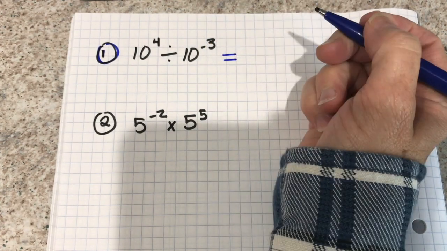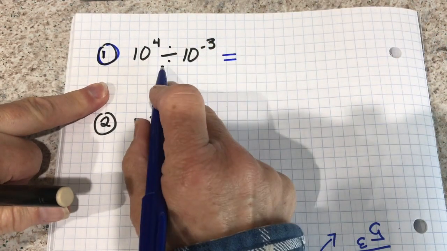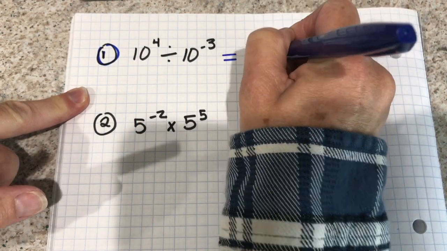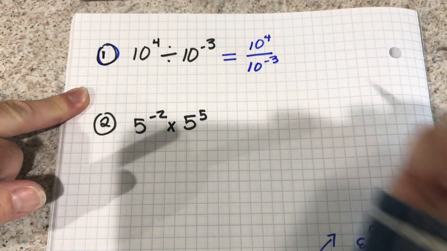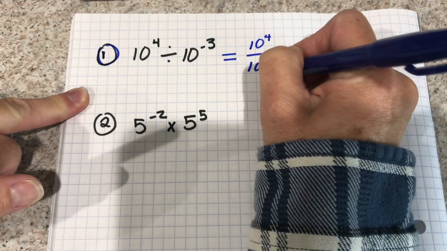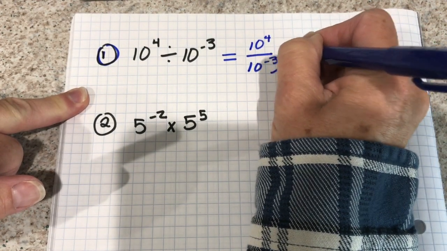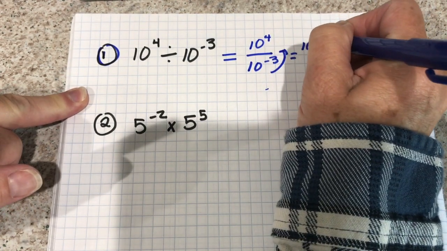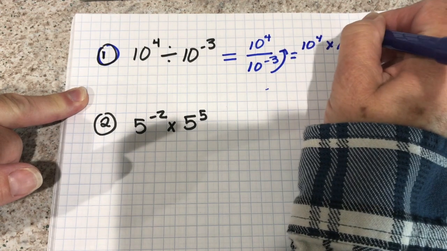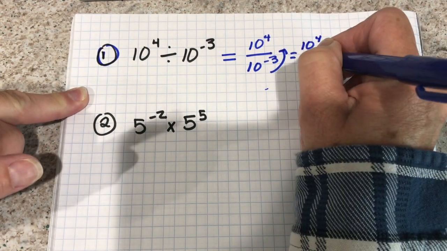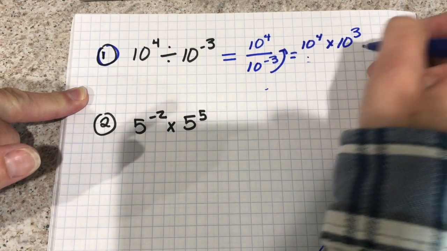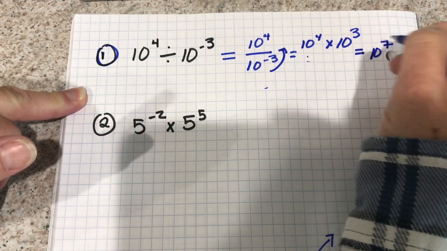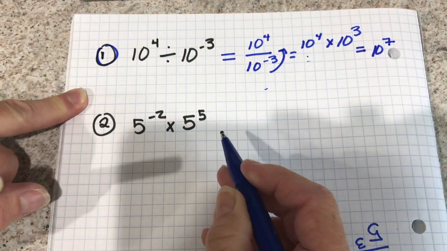For number 1, I like to rewrite the problems without the elementary division sign as 10 to the 4th over 10 to the negative 3. I then can rewrite the problem by changing the negative exponent into a positive. So now I have 10 to the 4th times 10 to the positive 3. On the bottom, there's nothing, only a 1 on the bottom. When I simplify that, I get 10 to the 7th power because I add 4 plus 3.